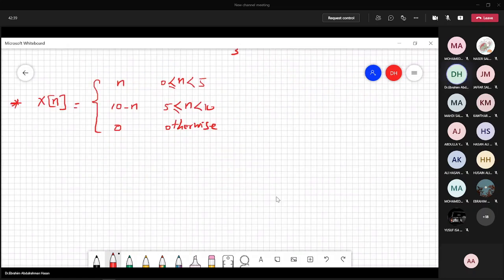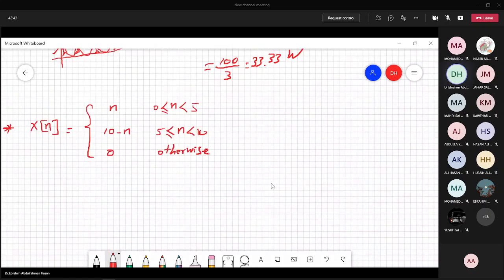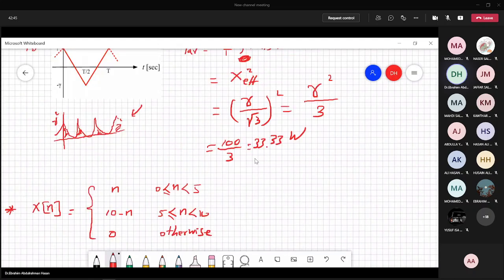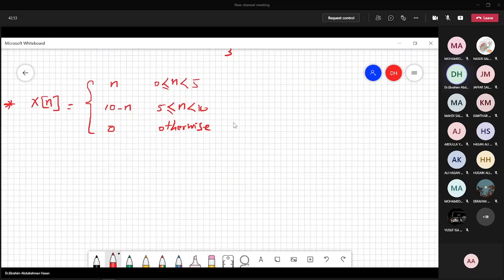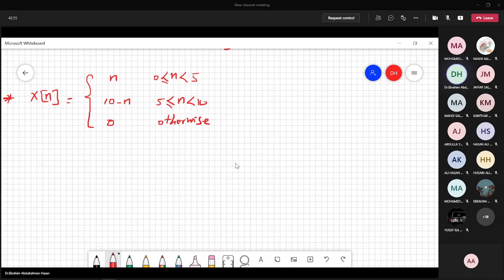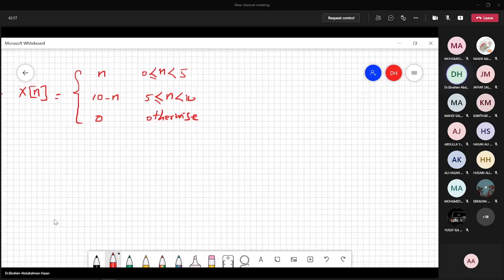Is this one an energy signal? The question is always like this: is this one an energy signal or a power signal? Here it is clear that we have average power and energy equal to infinity, so this is a power signal. Okay, this one. First draw it.